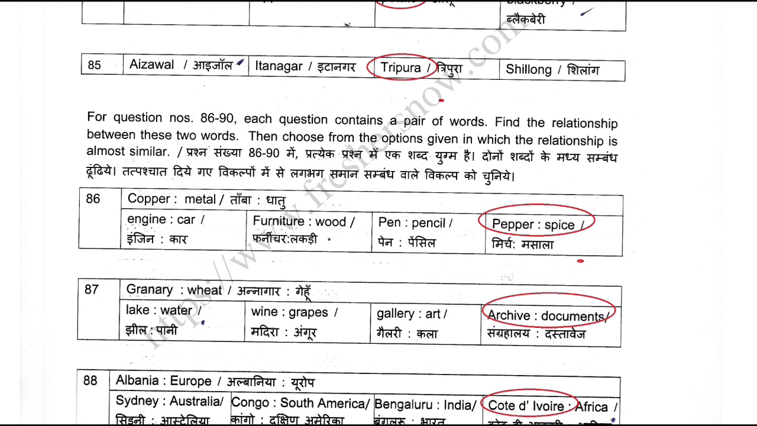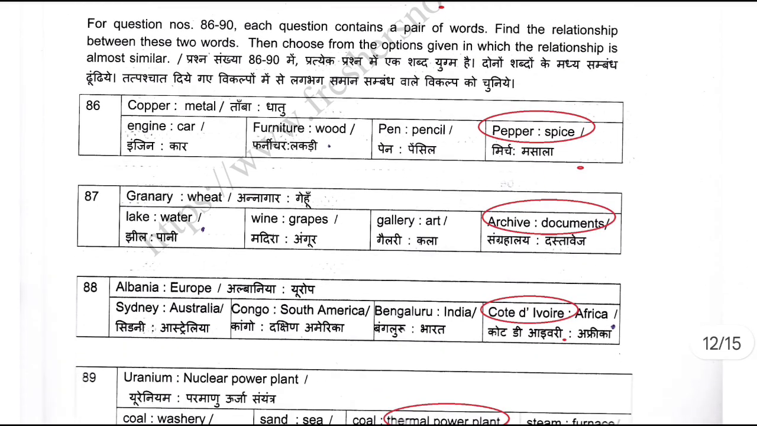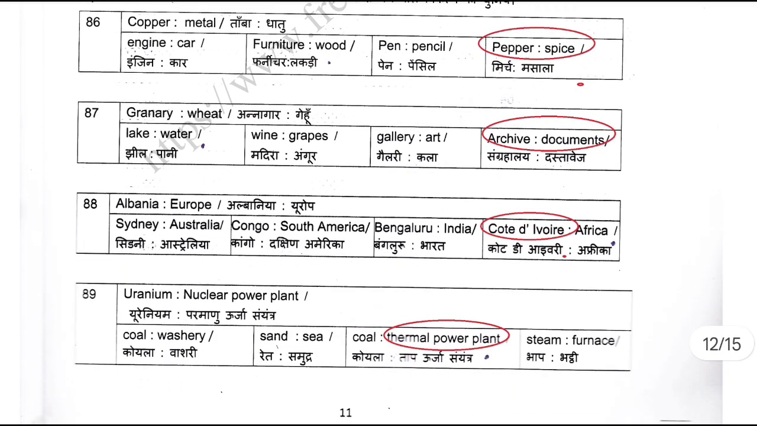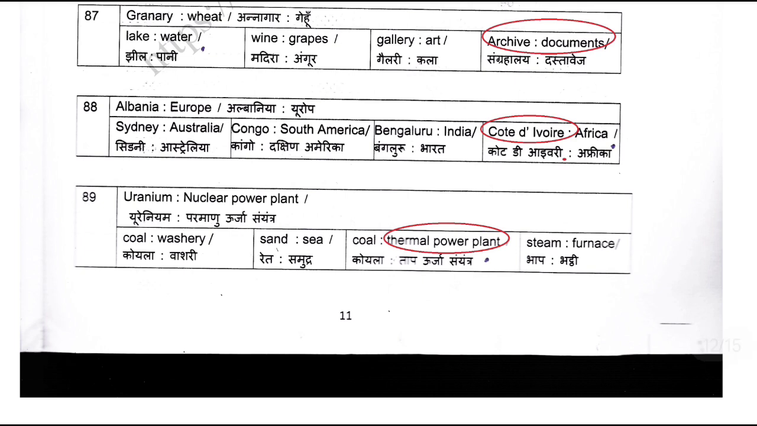Copper, metal, but paper, spice. Gradually wheat, archive, document. Albania, Europe, Cote d'Ivoire, Africa. Uranium, nuclear power plant. Coal, thermal power plant.